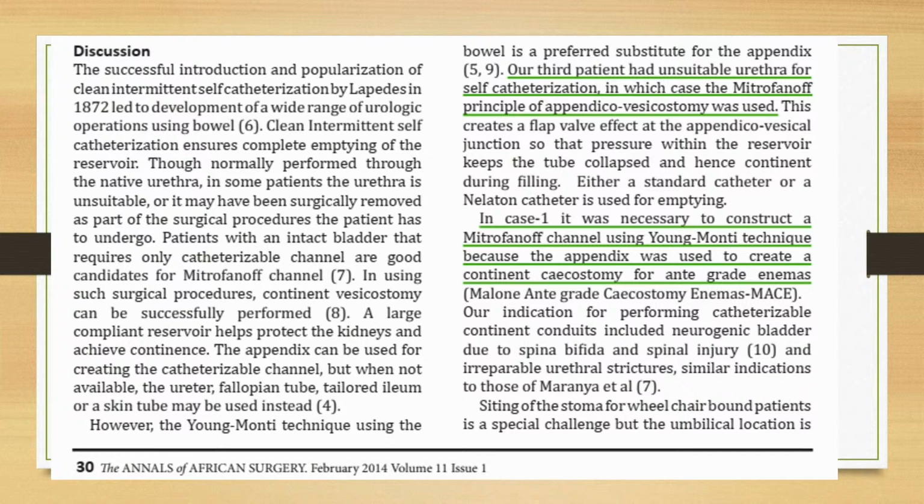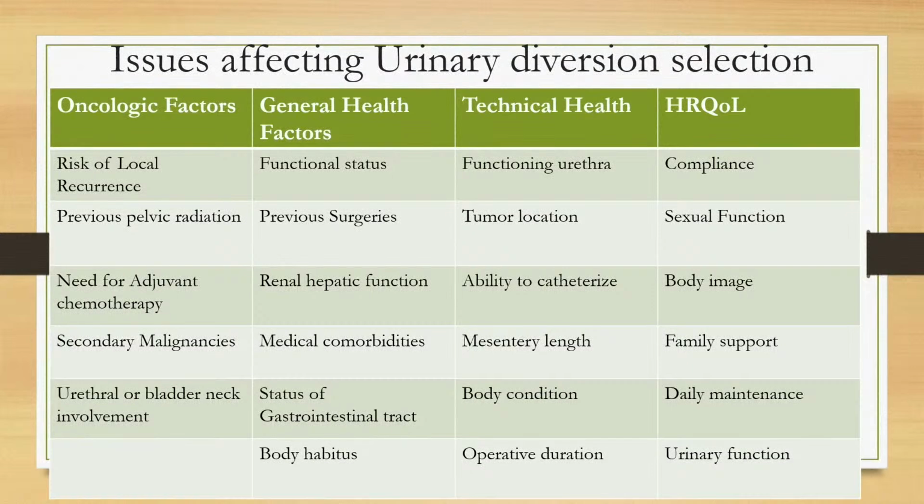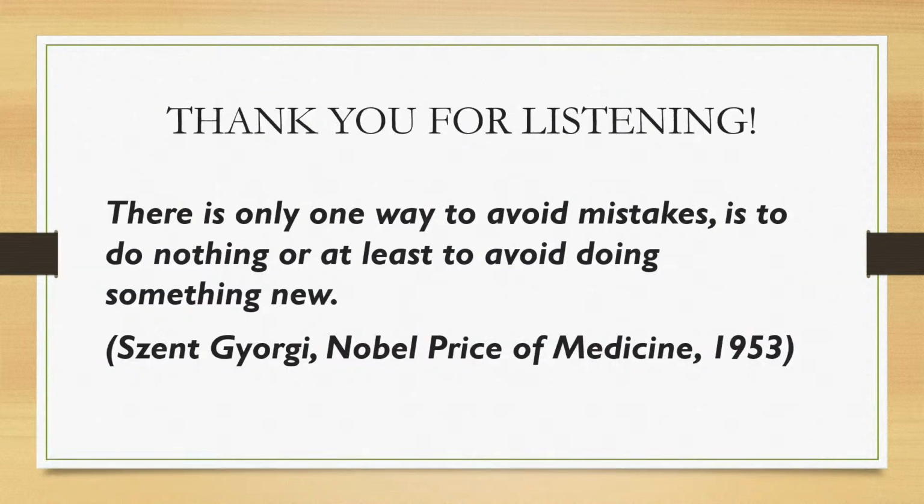So in conclusion, the main issues that we need to look at when we are choosing appropriate options for urinary diversion are diverse. There are oncologic factors to be considered, there are general health factors to be considered, there are technical factors to be considered, and health-related quality of life factors, and they are listed above. So you have to customize each case according to the patient selection, the appropriate surgical expertise, the age of the patient, the condition, and even the disease, if there's disease in the bowel, and so on and so forth. Otherwise, thank you very much, and thank you for listening.